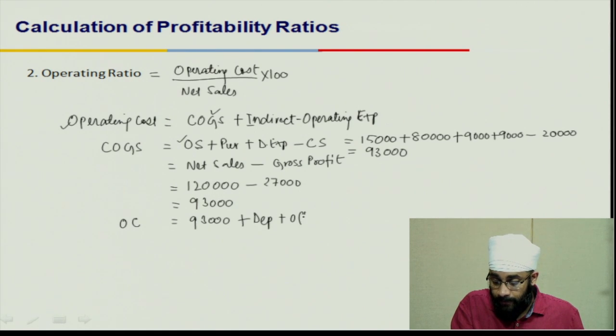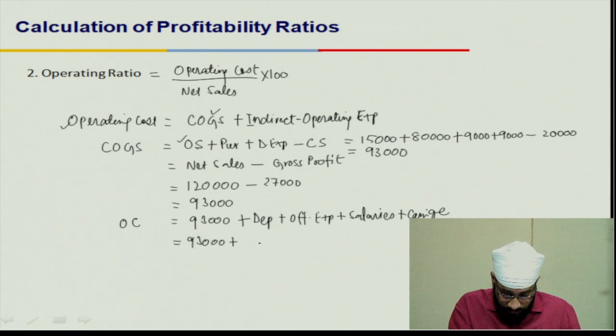depreciation, office expenses, salaries, and the carriage, and these are the amounts for these items. Depreciation 5,000, 3,000 for office expenses, and 2,000 for salaries, and 1,000 for carriage. The total operating cost is 104,000.